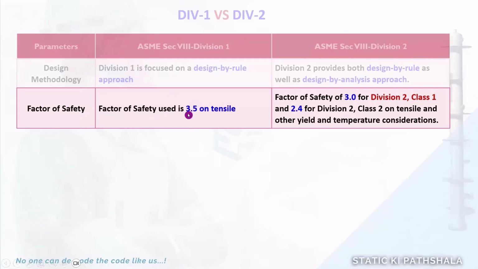It is 3.5. Whereas when we come to division 2, there are two classes, class 1 and class 2. For class 1, the factor of safety on ultimate tensile strength is 3, and for class 2, it is 2.4. So in short, for the same material, the allowable stress would be lower in division 1 and higher in division 2, because the factor here is 2.4, here it is 3.5, and for class 1 it is 3.